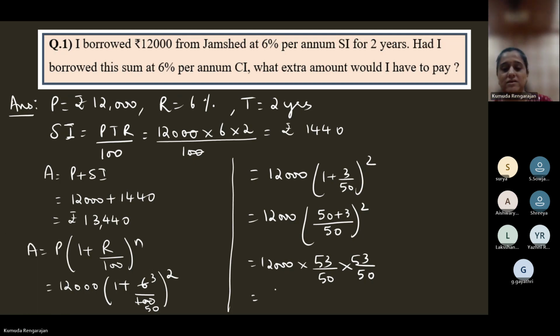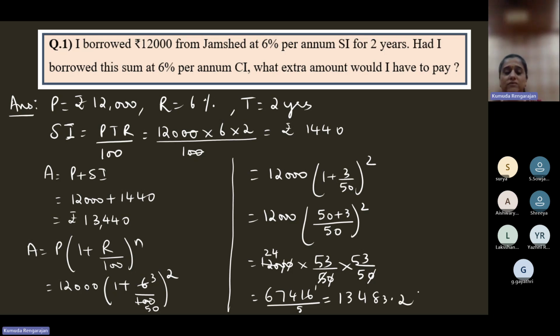So we'll simplify. 5 ones are 5, 2s are 10, 5 4s are 20. And then no, you cannot simplify any further. I'm using the calculator. 24 into 53 into 53 is 67416, divided by 5. So it's exactly 13483.2. 0.2 meaning 20 paise.